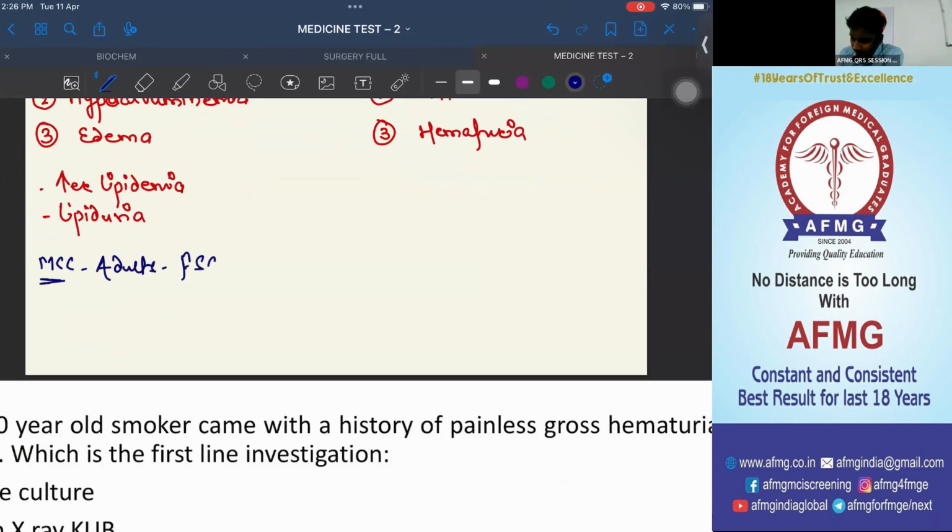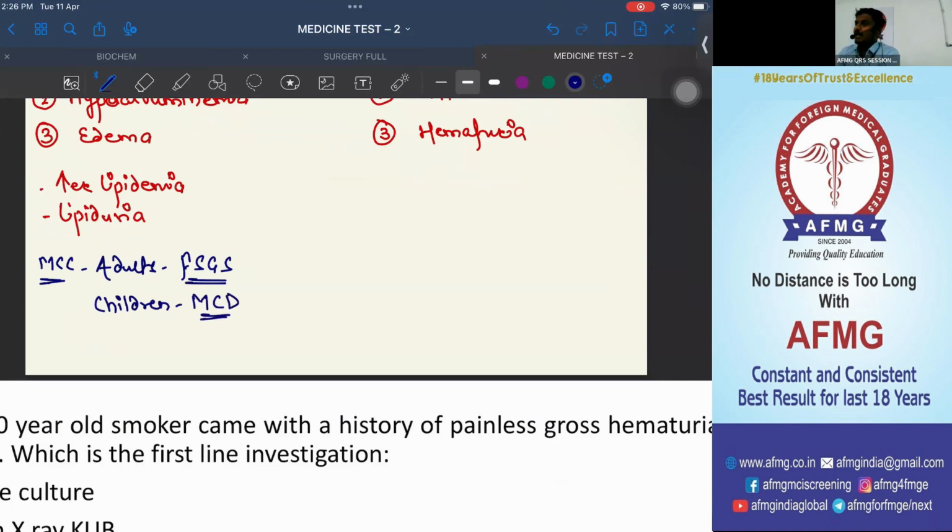Answer is FSGS. What do I mean by FSGS? Focal segmental glomerulosclerosis. Okay? Whereas the most common cause of nephrotic syndrome in children, what is it? Very good. It is MCD.